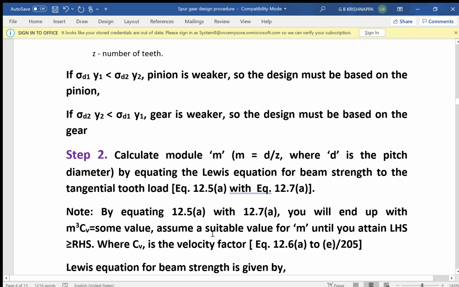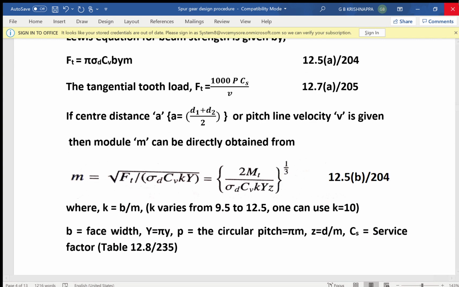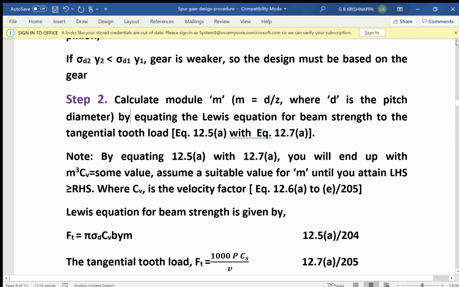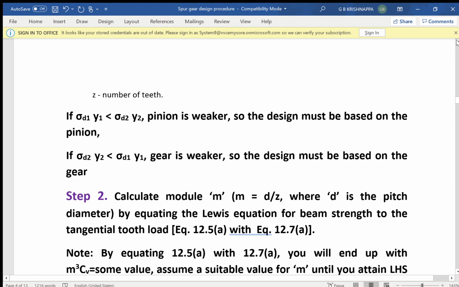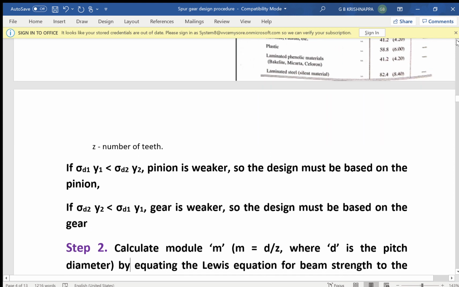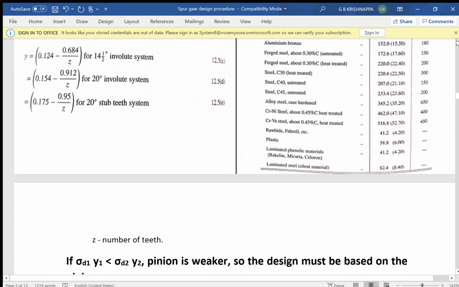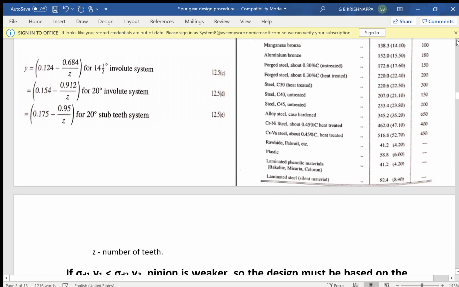So assume a suitable value for m for the LHS until you attain LHS greater than or equal to RHS, where Cv is the velocity factor. Because of the inaccuracies and the non-uniform load acting, the dynamic factor, that is the velocity factor, we need to consider.